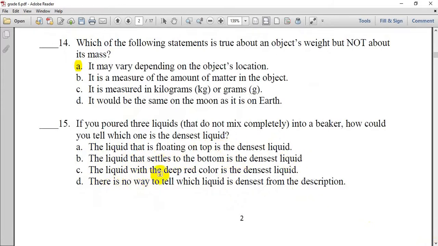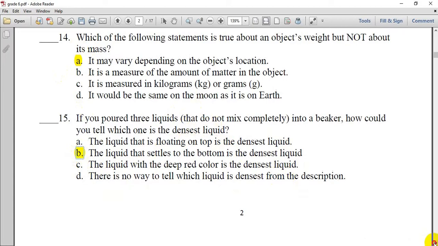The liquid with the deep red color is the densest, or there is no way to tell which liquid is densest from the description. So the answer for this question, of course the densest liquid you will find down. So the liquid settles. Settles means goes down to the bottom. So we will choose letter B. So 15 will be B.